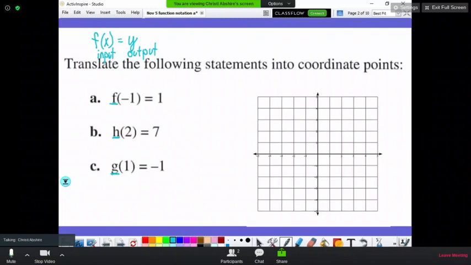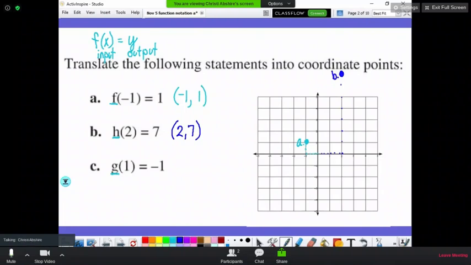So on A, the input is -1, and the output is 1. If I put that on a graph, I would go to -1 and then up to 1 and plot a point, and this is A. On B, the input is 2 and the output is 7. I would go over to 2 on the x-axis and up to 7. 1, 2, 3, 4, 5, 6, 7. I have to go off my graph a little bit. And this is where I would put point B.